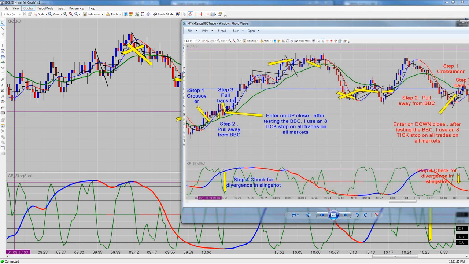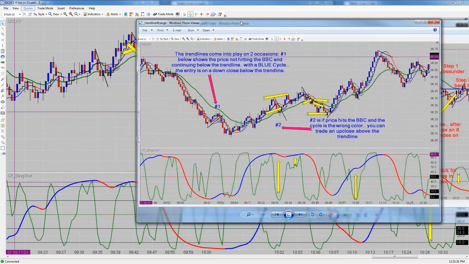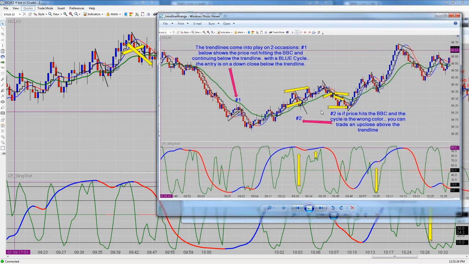So we had to draw a trend line and use our other method right here. There are 2 reasons to use the trend lines. One is if price has so much momentum, like over here, that it doesn't pull back and hit the BBC, then you draw a trend line up the bottom to look for a down close below it when you still have divergence down here. The cycle does not have to be the right color. The second way is if you do hit the BBC and the cycle is the wrong color, then you just look for the up close above it. It's going to be an up close above the trend line.